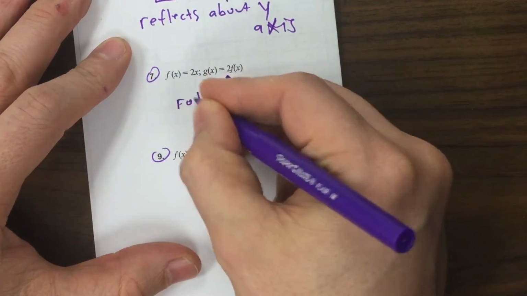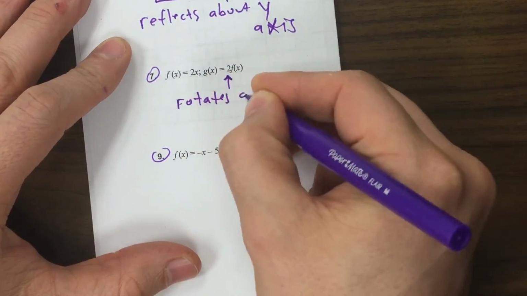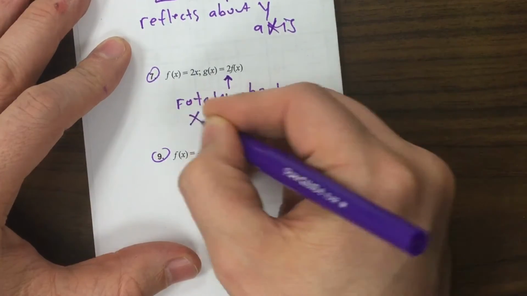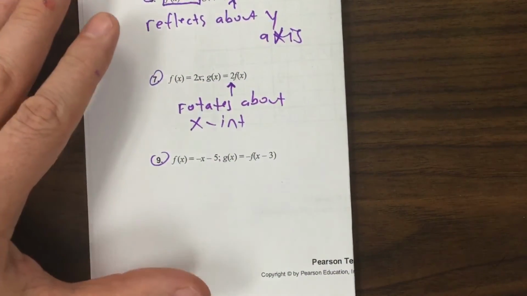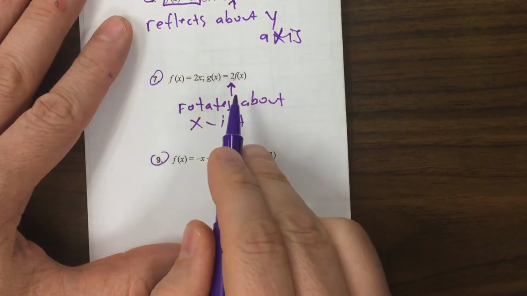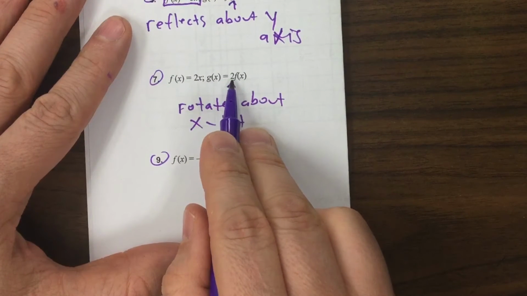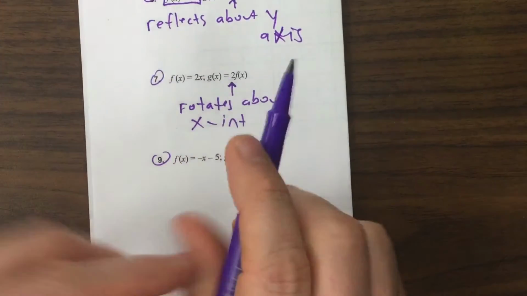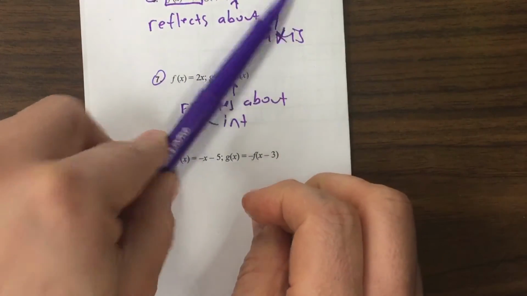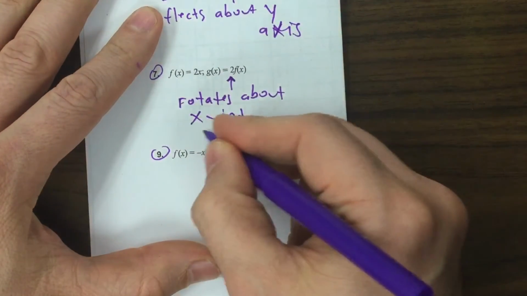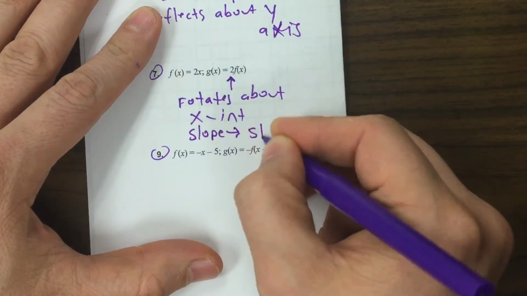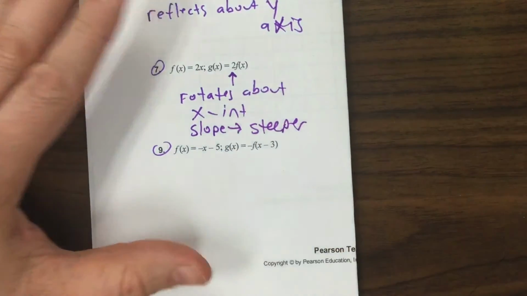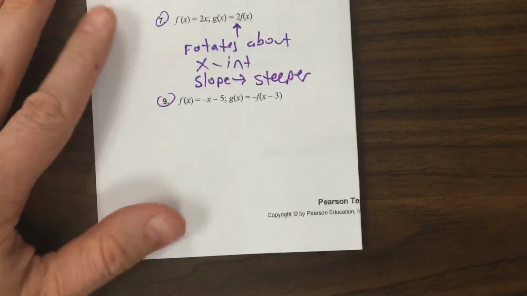So it rotates about the x-intercept. But here's what I want you to add, because you already should know this. How does it change the slope? That's a number bigger than 1, so it gets steeper. Okay? The slope gets steeper. There you go.